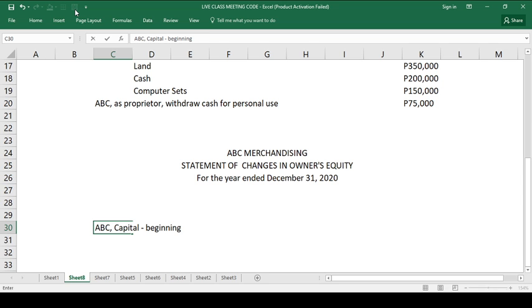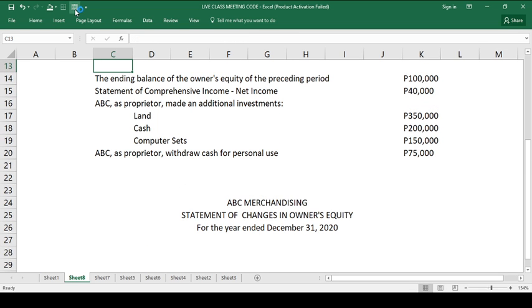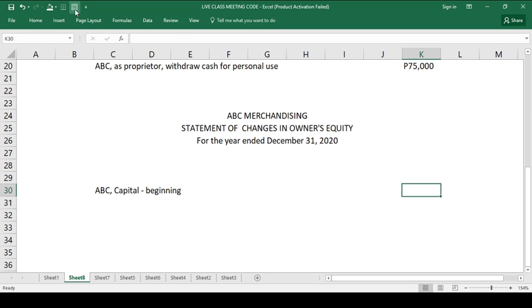So, considering the ending balance of the preceding period, the last period, is 100,000. Whatever the ending balance of the preceding period, that will be our beginning balance of the current period. So, the beginning balance will be 100,000. And then, we need to add any income, add net income earned.